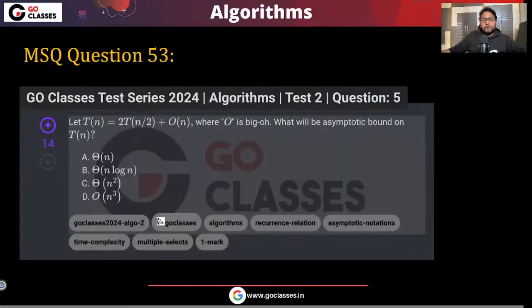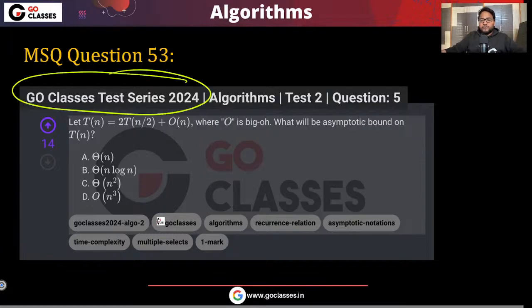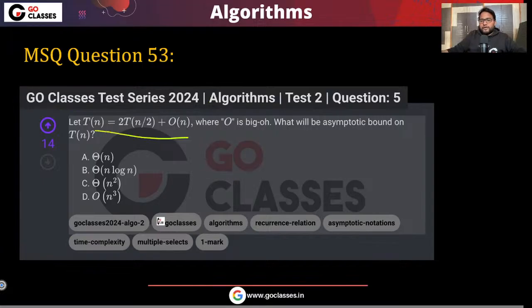Okay. Now tell me this. This is our test series question, and this is one of the very interesting questions. Tell me this question. What they are saying is that T(n) is 2T(n/2) plus order of n, and then they ask what will be the asymptotic bound on T(n).